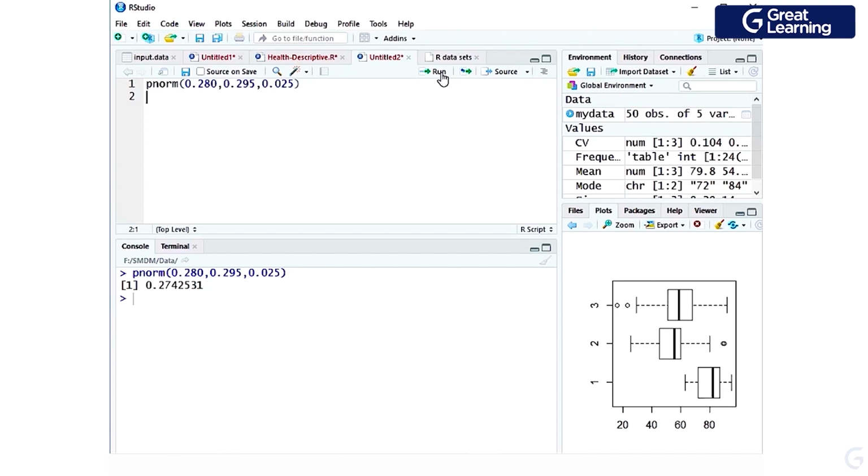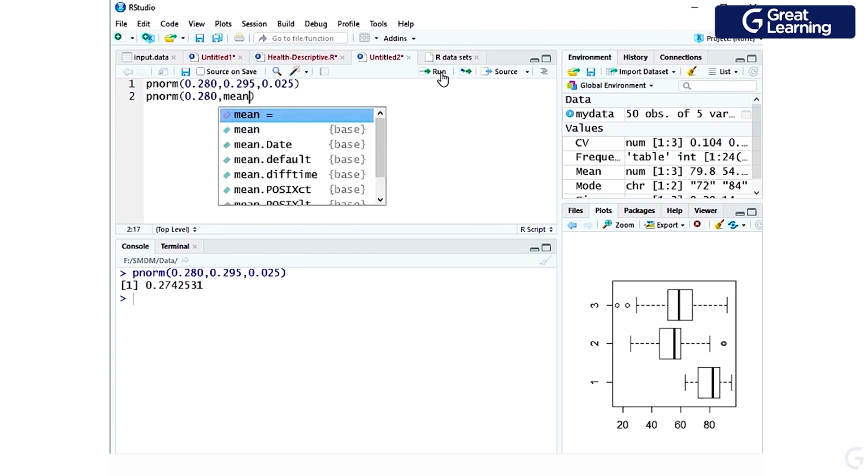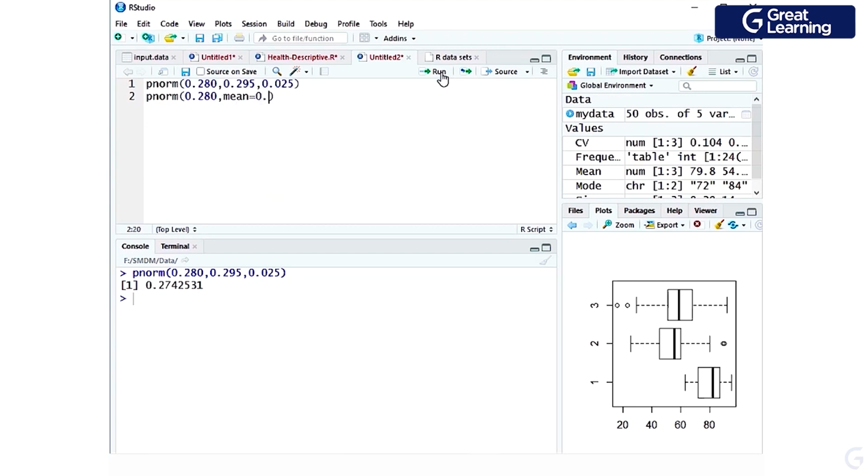The first one is the ordinate, second one is the mean. I can do it like this also, in an orthodox way: pnorm of 0.280, comma, mean is equal to 0.295, comma, SD is equal to 0.025. Then also you'll get the same answer here.